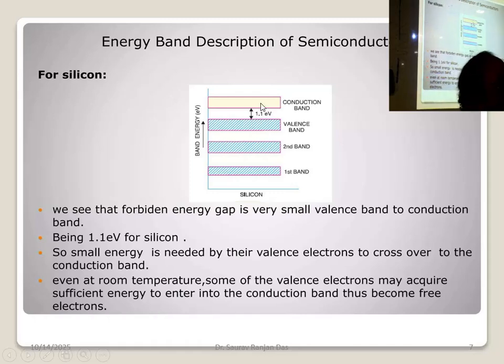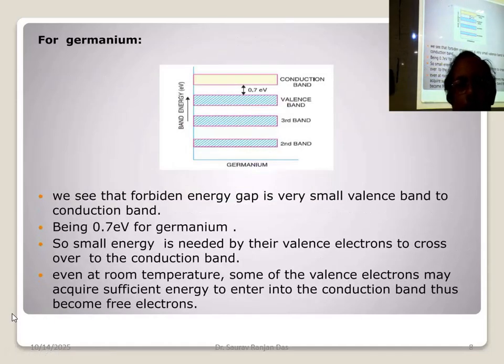There should be a certain gap, otherwise it will be a conductor, not a semiconductor. So it is around 1 electron volt. For silicon it is 1.1. For germanium it is still smaller, 0.7 eV.